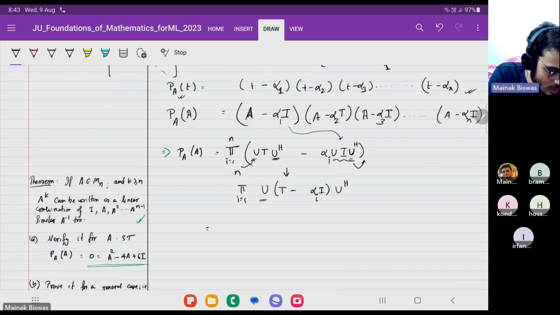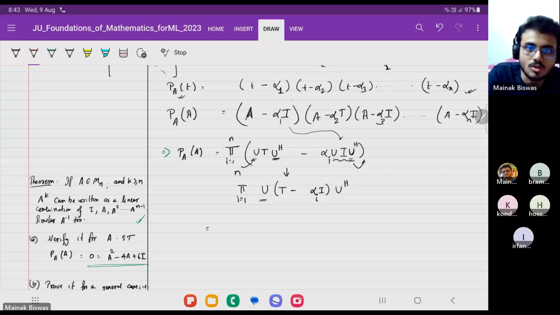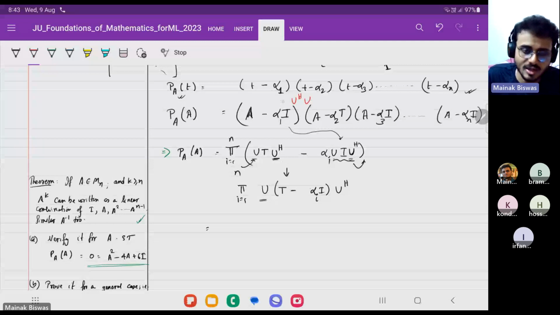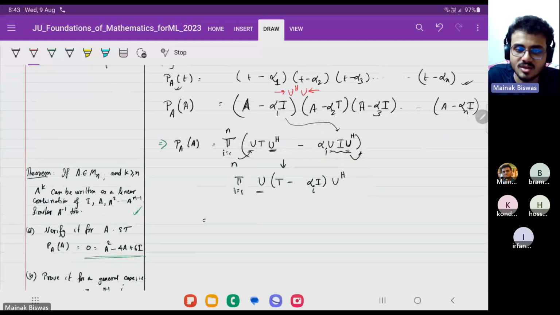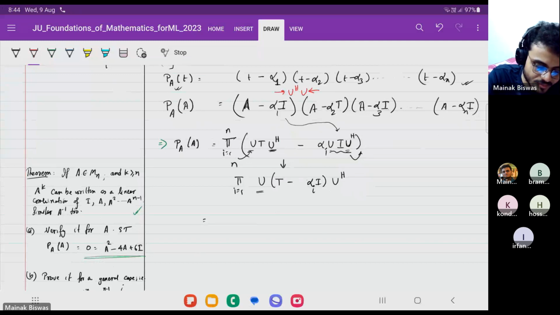What will happen to the terms in between? You will have a U Hermitian from here and a U from here. So you will have U Hermitian from the left and U from the right. So then what will happen? It will become I, right? So every term you will be factorizing, right? So you will have U, T, U Hermitian, and alpha 2, U, I, U Hermitian, and so on, right? So for all of these, yes or no? For all of these, you will be having something like this.